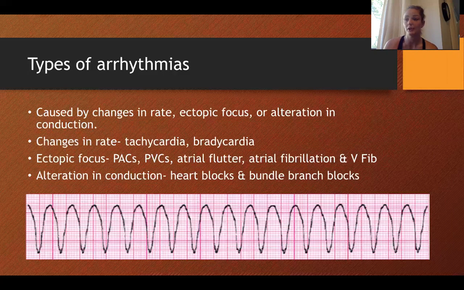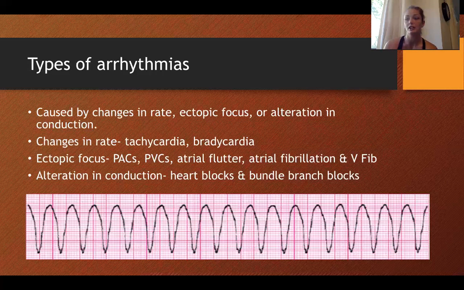There are different types of arrhythmias. They can be caused by changes in rate or changes in the stimulation location. So other than the SA node, there may be an ectopic focus, or an alteration in the conduction. Changes in rate result in tachycardia, too fast, or bradycardia, too slow. Stimulation from an ectopic focus causes the heart to beat abnormally, causing PACs, or premature atrial contractions, PVCs, or premature ventricular contractions, atrial flutter, atrial fibrillation, or ventricular fibrillation.